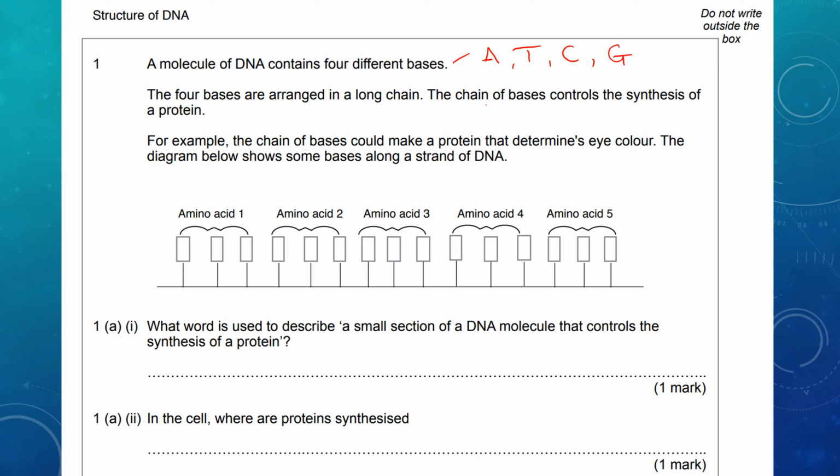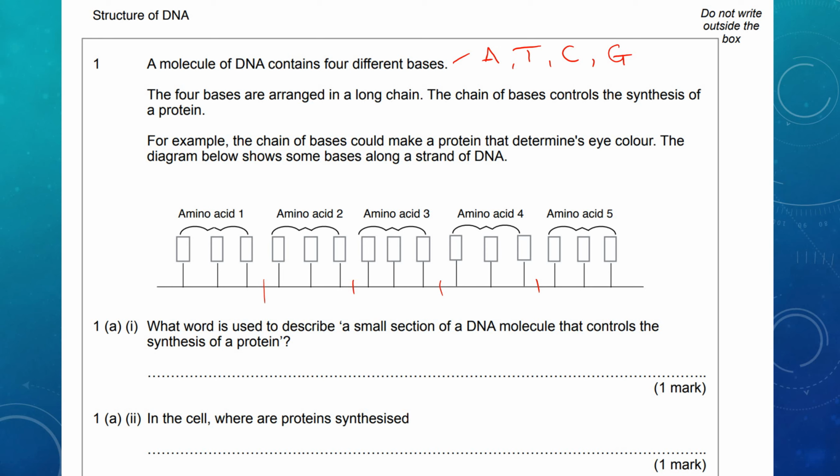The four bases are arranged in a long chain, and the chain of bases controls the synthesis of a protein. So the chain of bases could make a protein that determines somebody's eye colour. The diagram shows some bases along a strand of DNA. The word used to describe a small section of a DNA molecule that controls the synthesis of a protein. I'll give you a clue, okay?